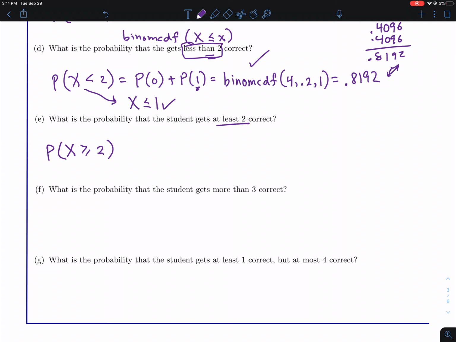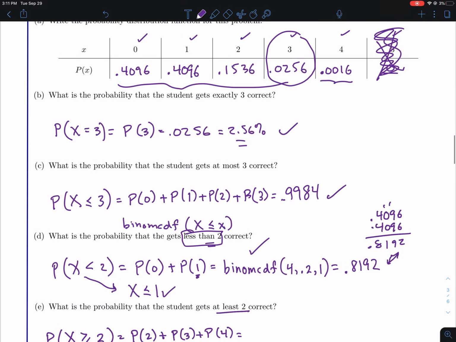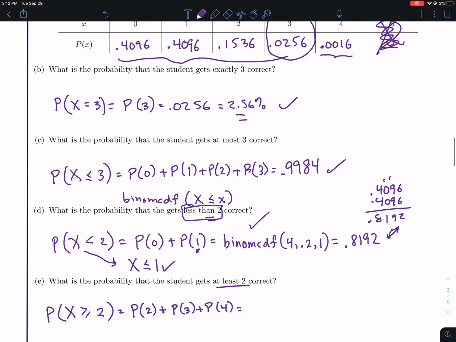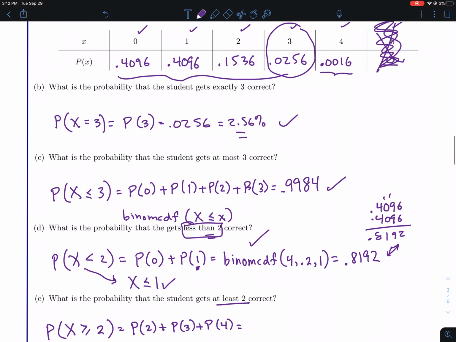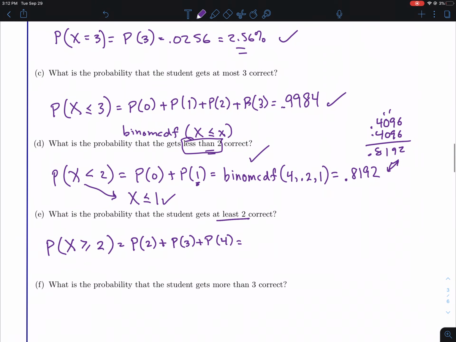So again, if I were writing this out individually, I could do it this way, and this is going to work perfectly fine. So probability of 2 plus the probability of 3 plus the probability of 4. Oh, well, there's no probability of 5. I keep messing that up. So there we go. And I could just add those straight off the chart, and that would give me exactly the answer I'm looking for. So I'd get 0.1536 plus 0.0256 plus 0.0016.